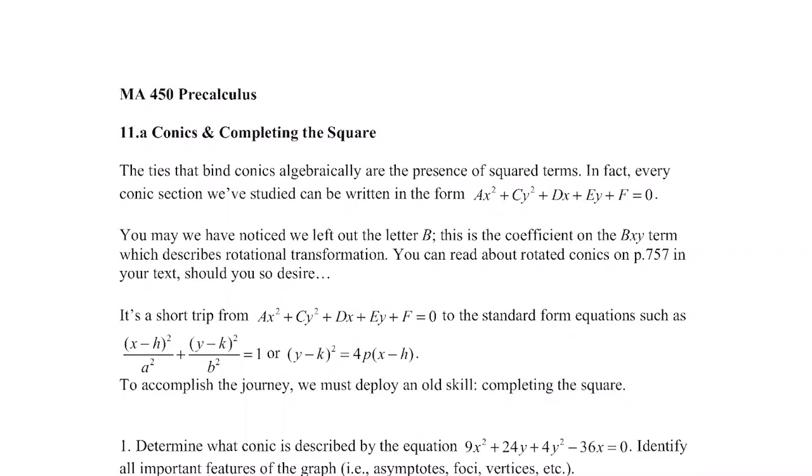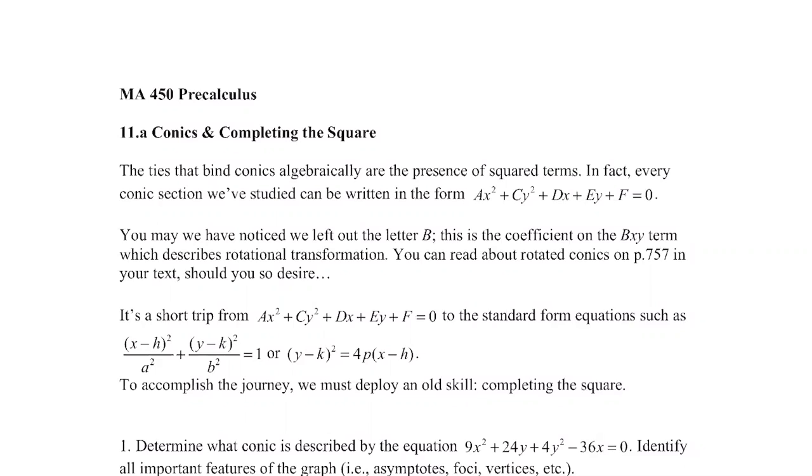The ties that bind conics algebraically are the presence of squared terms. In fact, every conic section we've studied can be written in the form ax squared plus cy squared plus dx plus ey plus f equals 0. You may have noticed we left out the letter b. This is the coefficient on the bxy term, which describes rotational transformation. You can read about rotated conics on page 757 in your text, should you so desire.